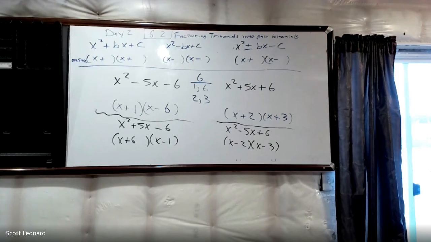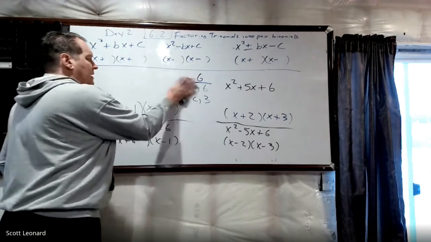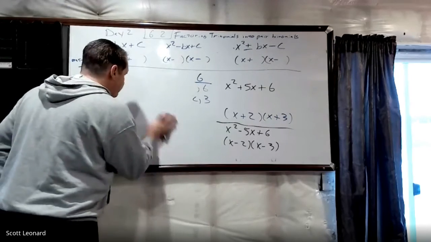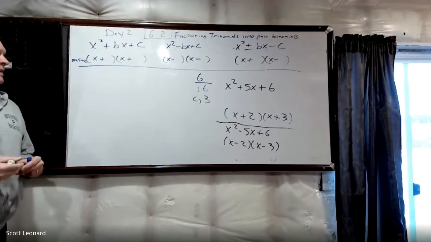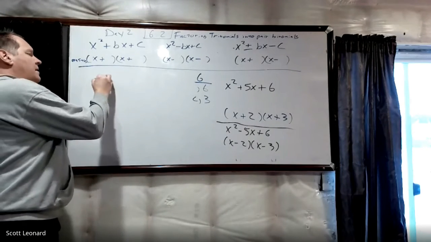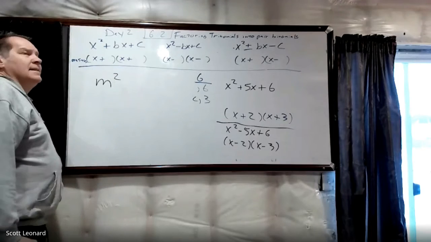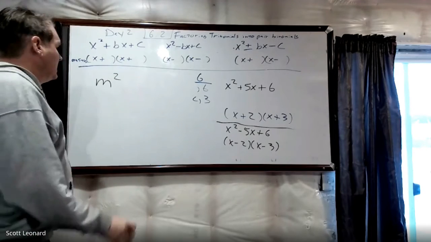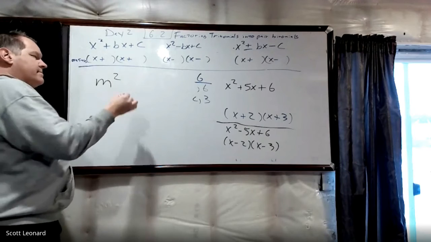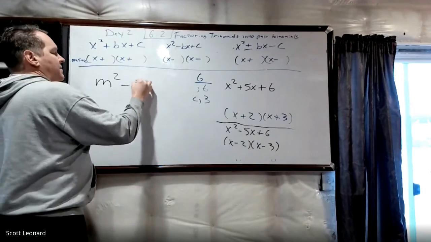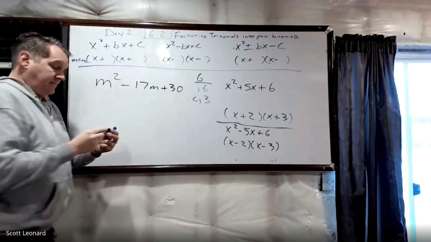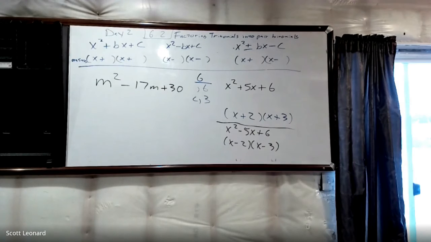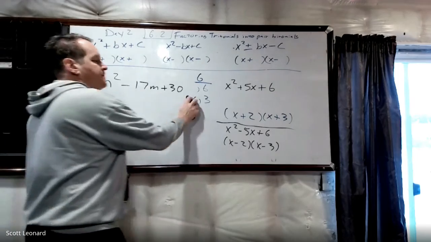All right. I'm going to do one last one with you, then we'll call it a day. What if they changed letters on us? Oh my goodness. What if we go m squared minus 17m plus 30. All right, you guys try that one, and then we'll be done.